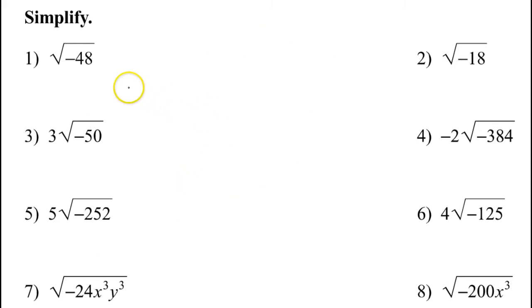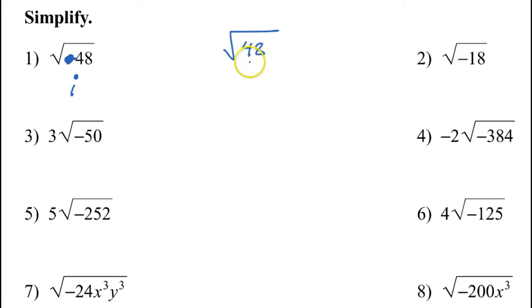Now, with that in mind, I'm going to show you two ways to do problems like number 1. So first of all, as soon as I see that negative sign, I know that there's going to be an i involved. Alright, so forget the negative sign. We already know that's going to be i. That leaves us dealing with what is the square root of 48.